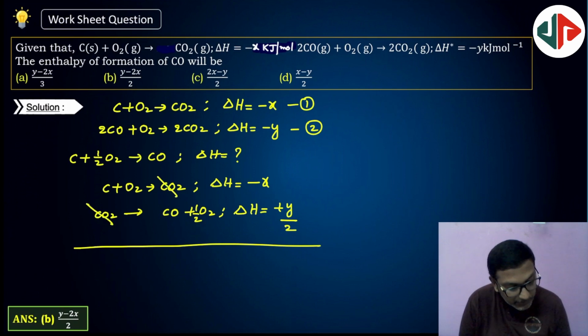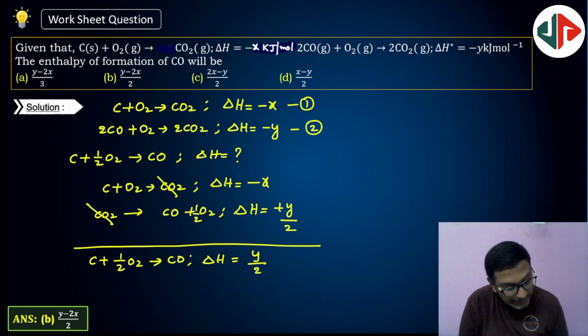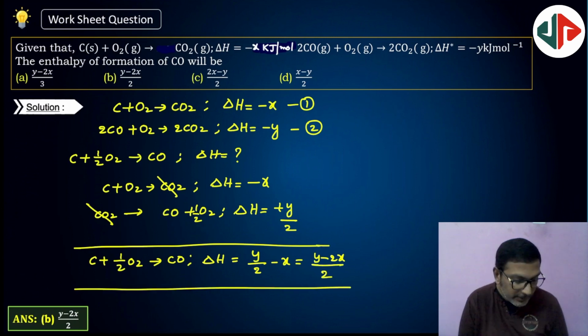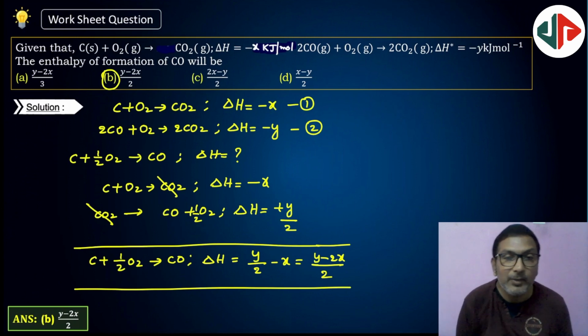So CO2 gets cancelled. So C plus O2 minus half O2 gives CO, that is, C plus half O2 gives CO. So for this delta H equal to Y by 2 minus X, that is equal to Y minus 2X by 2. So it is present in option B, Y minus 2X by 2. So first write equation 1 as it is. Next reverse the equation 2 and divide with 2 again. We'll get enthalpy of formation of CO as Y minus 2X by 2.